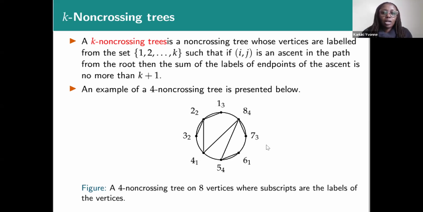So the k non-crossing trees fall under what I am going to be giving a talk on today. I'm just giving a brief general background so that we can all be on the same page. So this is an example of a 4 non-crossing tree. Again, I've labeled the vertices in an anti-clockwise direction, and it has 8 vertices.